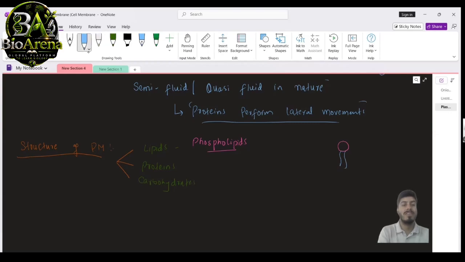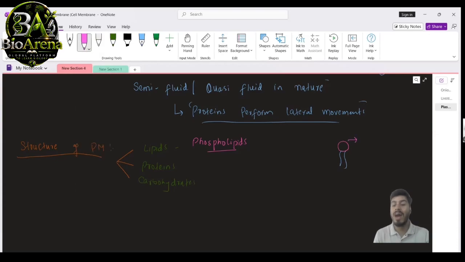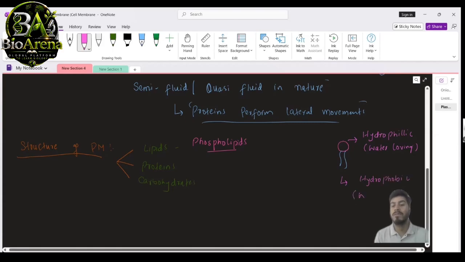What is interesting about this structure is that the head is hydrophilic in nature. What is hydrophilic? It is water loving. And what about the tails? Tails are hydrophobic. Hydrophobic is water repelling.